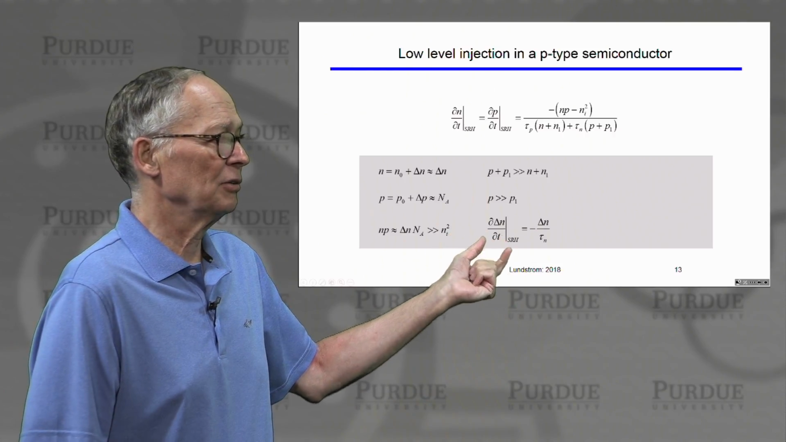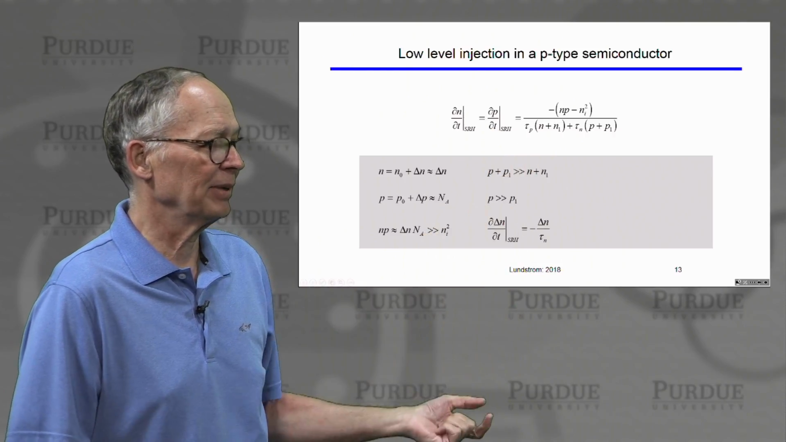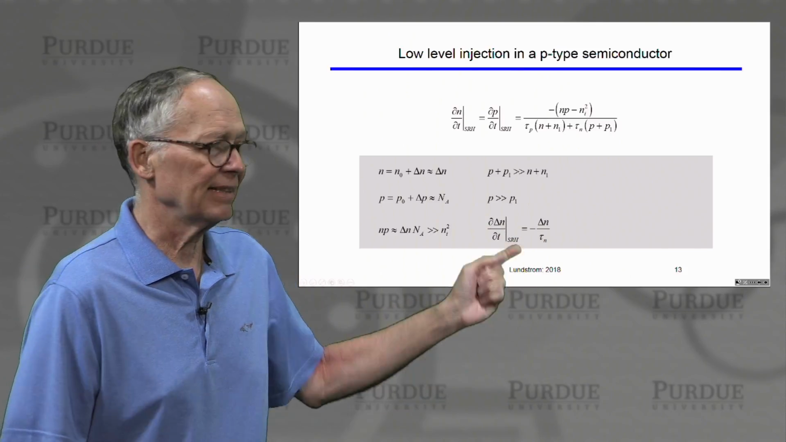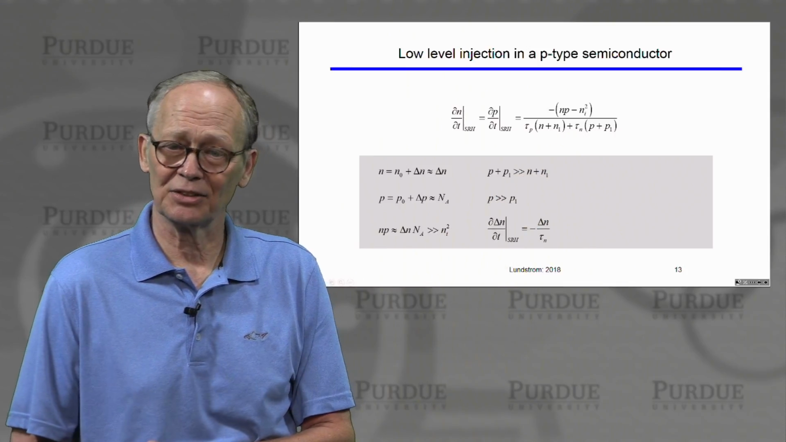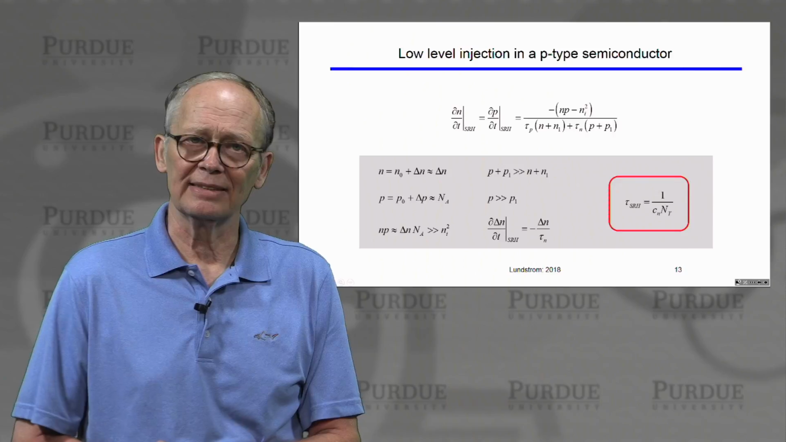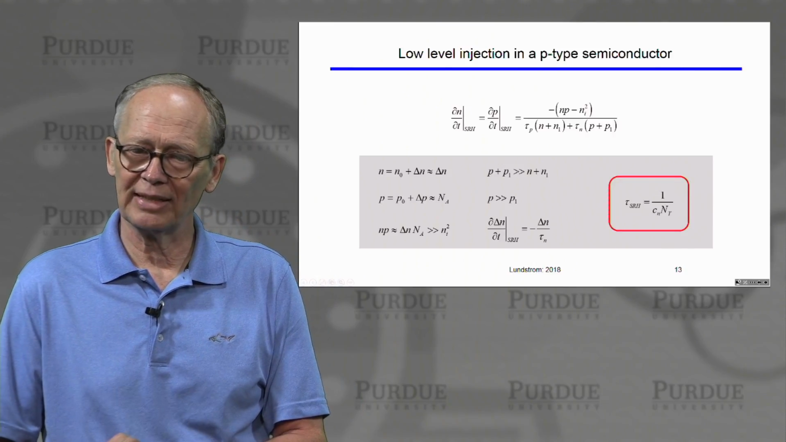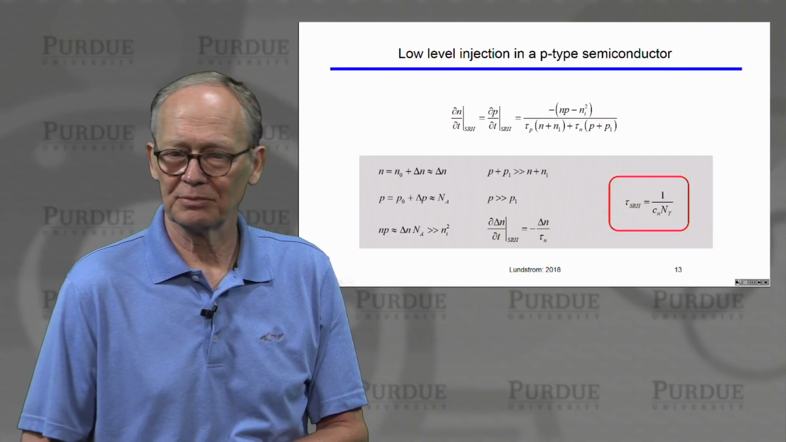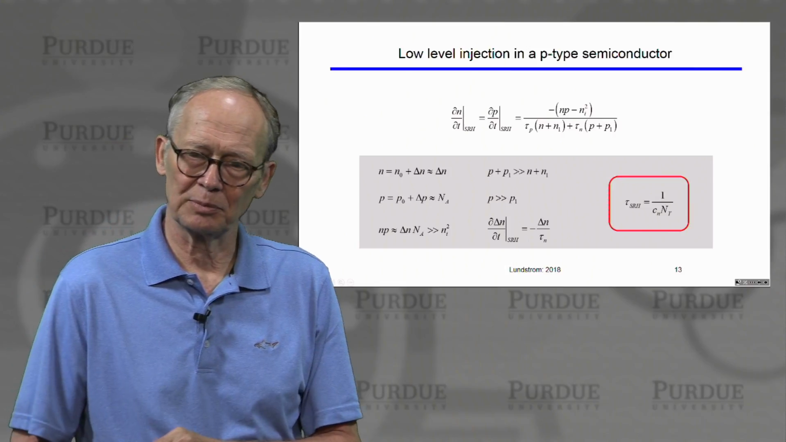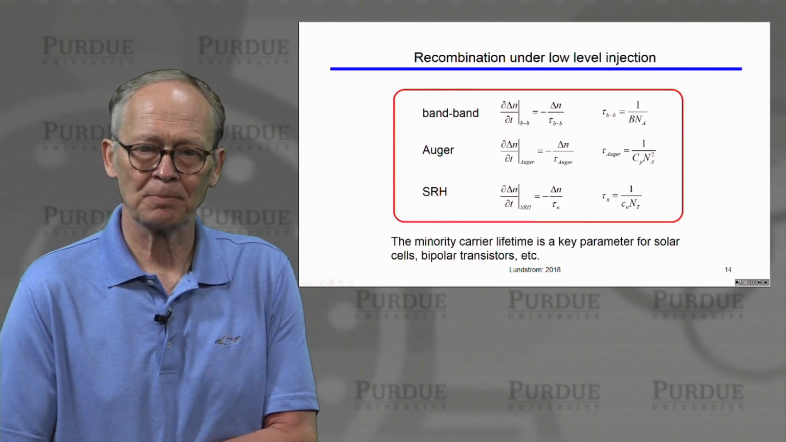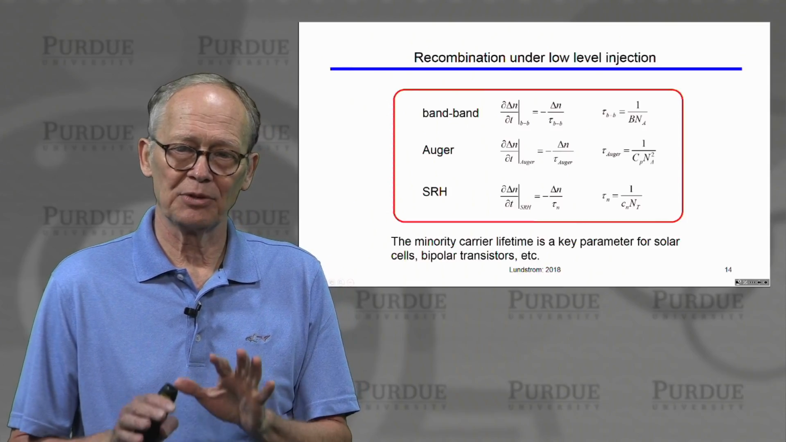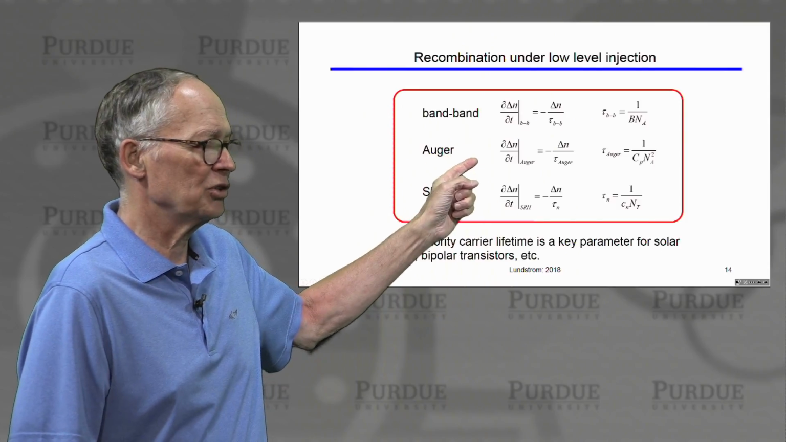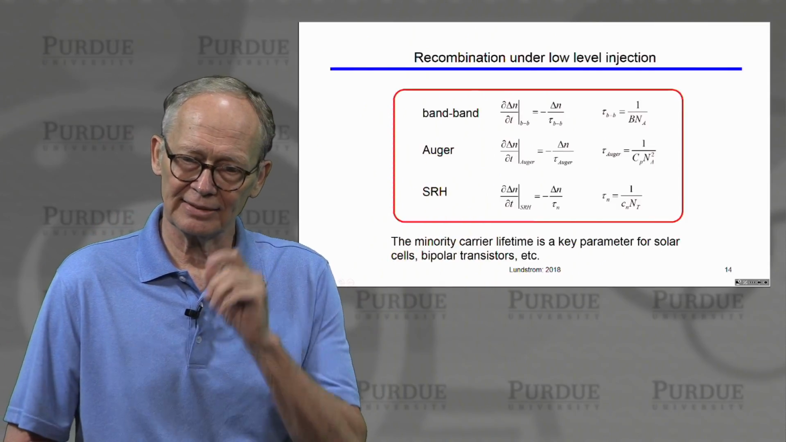Carry that all through, and you'll find that under low-level injection in a p-type semiconductor, we find that dN/dt is minus delta N over this characteristic time tau, which is related to the concentration of defects. So this is the recombination lifetime due to defect-assisted processes. It's 1 over the concentration of defects times this capture coefficient, which is a constant of proportionality that describes the processes. So just to summarize, we have described 3 different ways that electrons and holes can recombine: band-to-band, Auger, and Shockley-Read-Hall, which is a defect-assisted process.